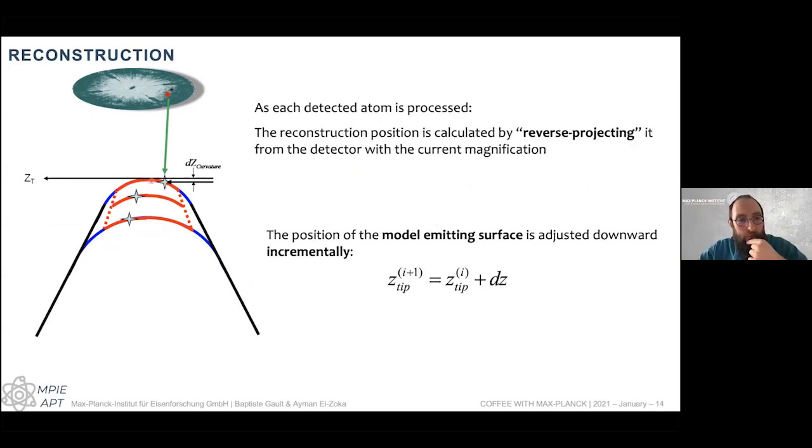And every time we've processed this ion and position it back onto the surface, we move the surface down by just a tiny amount. And this tiny amount is supposed to reflect the way the atom contributes to the overall volume of the specimen that we've imaged. And then we do this for a second ion, and then for a third ion, and so on and so forth, sequentially.